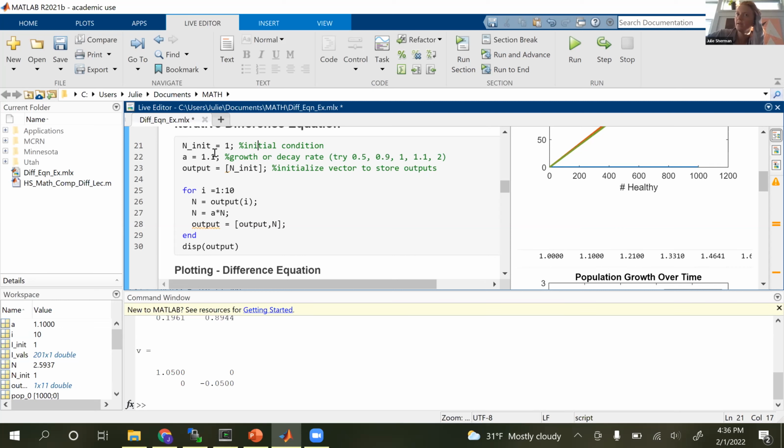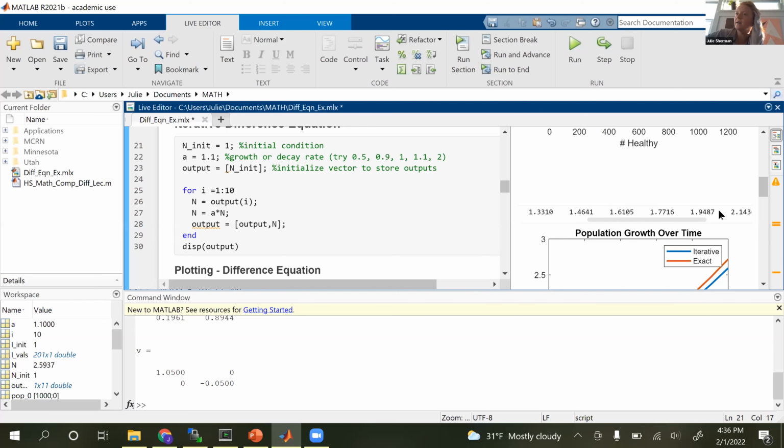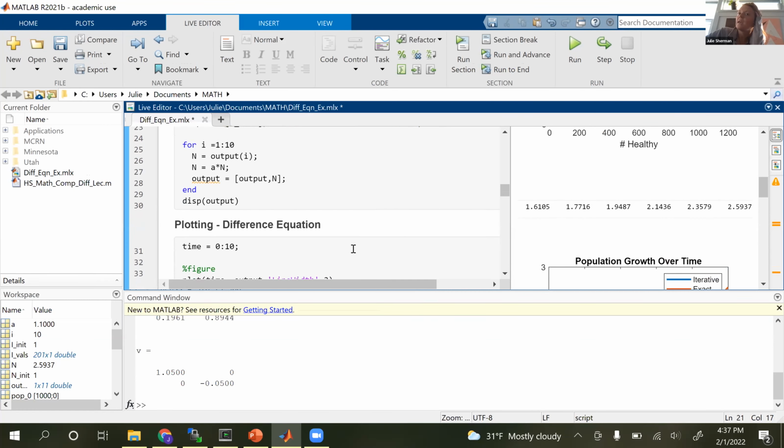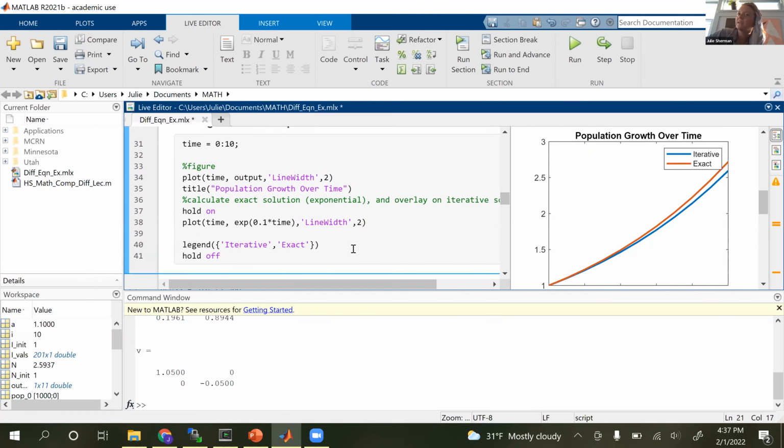We started with 1, right? That was our initial N. And then we multiplied by 1.1 and 1.1 and 1.1. And we got this time series of 10 time points. We could plot that. Not sure why it plotted everything all at the same time, but that's okay.